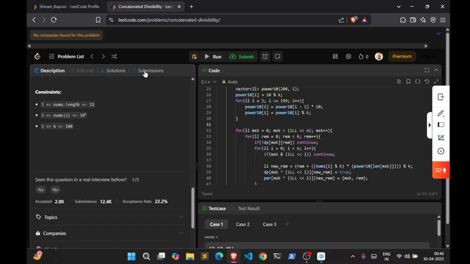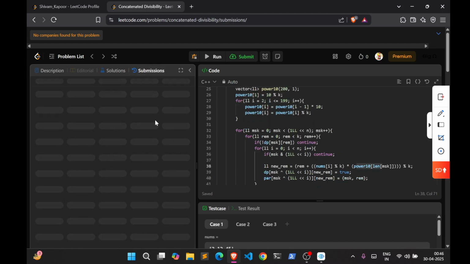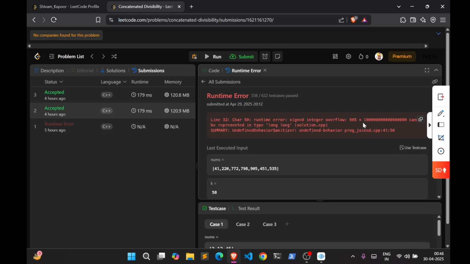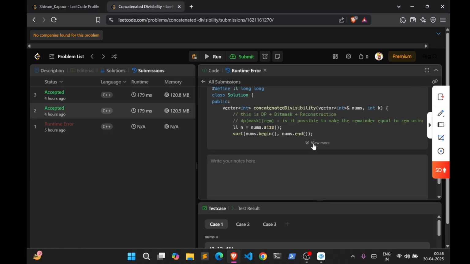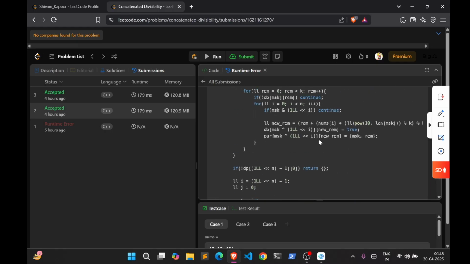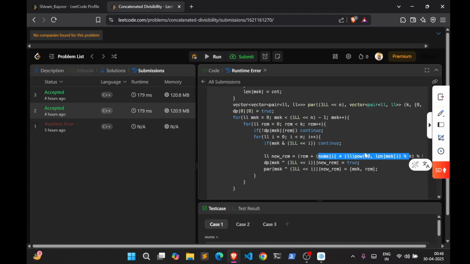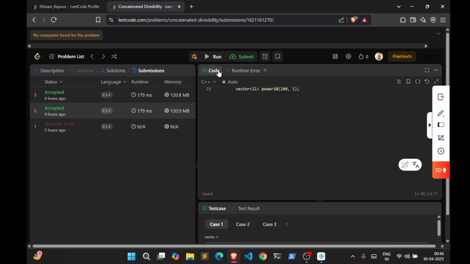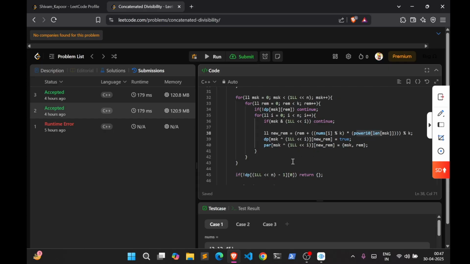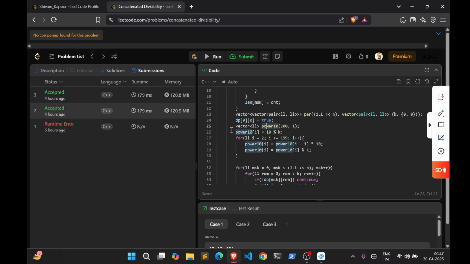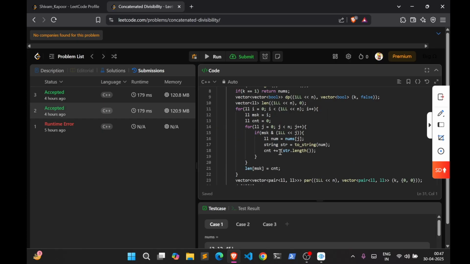Even if I show you my solution, initially I didn't add this. This was the error that I was getting when I was not pre-calculating it. I simply had the remainder plus nums of i into 10 to the power of length of mask. I directly did this, so it was giving me an integer overflow. That's why I pre-calculated this particular thing. So I hope that particular portion of code, from line 25 to line 31, is not looking tough for you. This is totally clear, right?